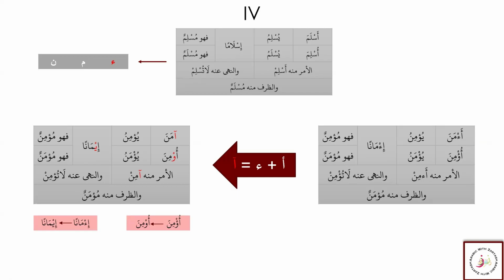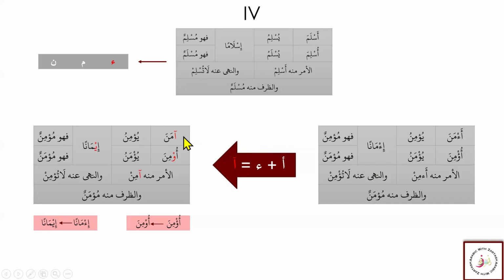Family 4, this is the Aslama Yuslimu Islaman family. We are going to put Hamza, Meem, and Noon, these root letters, into this family 4, and we get Amana, Yuminu. You know that Hamza and Hamza are meeting again here. Amana, because this is just to ease the pronunciation, or for smooth pronunciation, we get this Mad Badal, and this Amana is changed into Aamana, just to give the flow in the fluency.